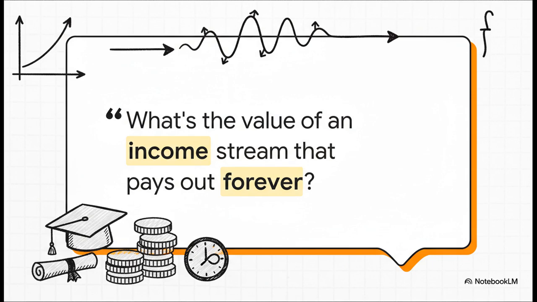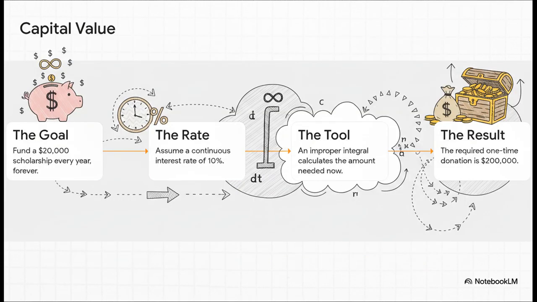Now, this might sound totally abstract, but it has some seriously practical financial uses. Think about a nonprofit, for example. Let's say they want to fund a scholarship that pays out a certain amount of money every single year forever. How much cash do they need in the bank right now to make that happen? Using an improper integral, we can figure out something called the capital value. So if we integrate that perpetual $20,000 a year income stream while also factoring in a 10% interest rate, we find the total value today. The answer? They need a single one-time donation of $200,000 to fund that scholarship forever. We just put a finite price tag on an infinite promise.